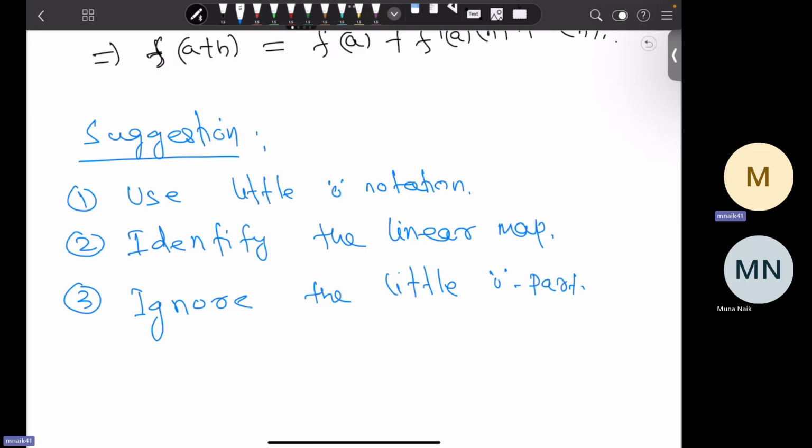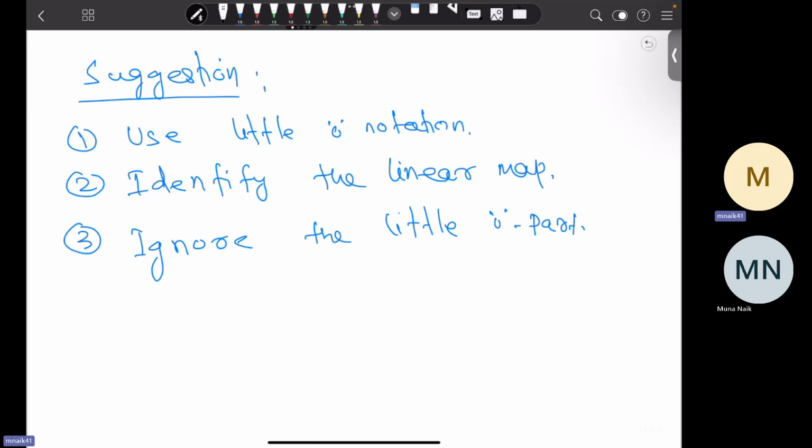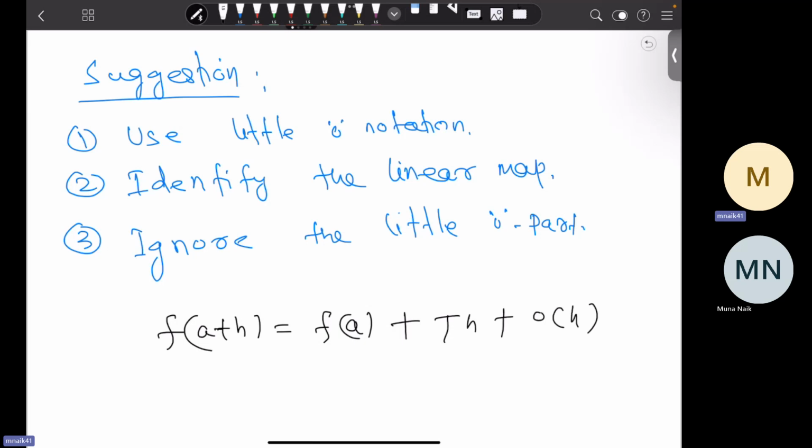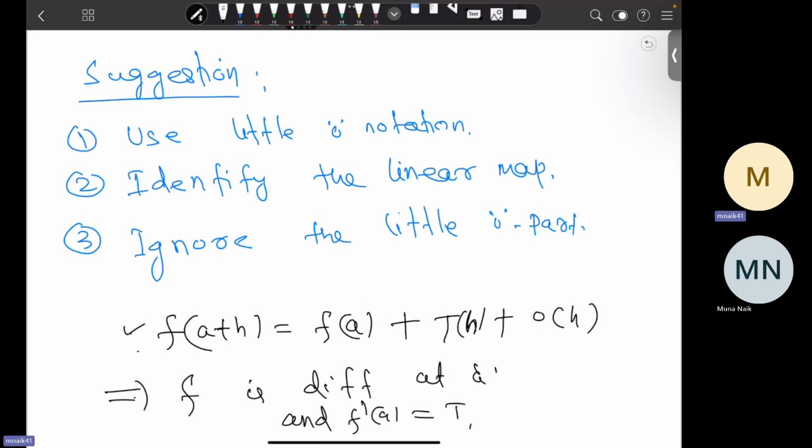You will understand what I mean. So what you will do is express f of a plus h. I am telling you to express f of a plus h as f of a plus T of h plus little o of h. If you can express f of a plus h like this, then that will imply that f is differentiable at a, and f prime of a is T. So this is the thing I want to say.